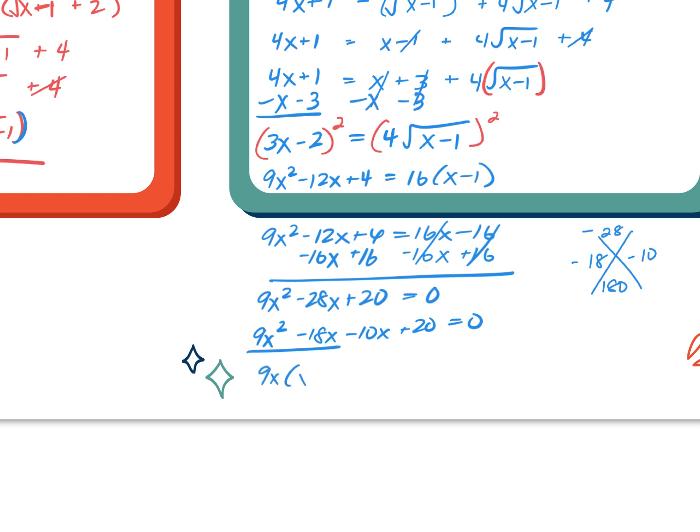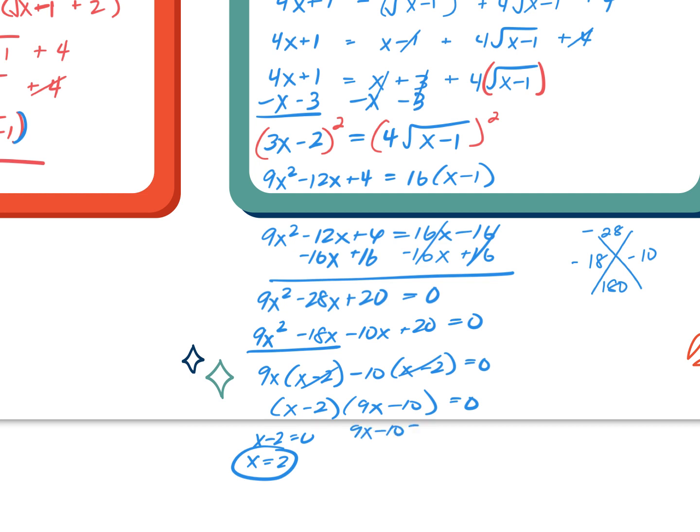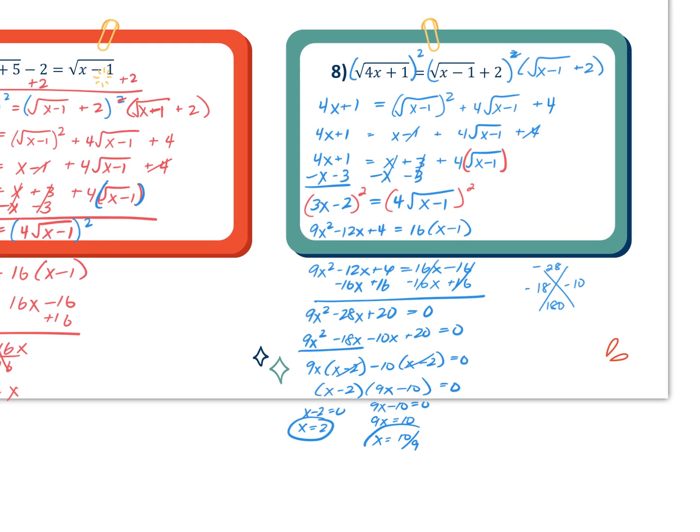GCF of the first two, so I get x minus 2. GCF of the second one, which I get x minus 2. So I know my first factor is the GCFs, and then the times 9x minus 10 equals 0. So x minus 2 is 0, x equals 2. And 9x minus 10 is 0, 9x equals 10, and x equals 10 over 9. Again, to save time, I'm not going to check these because I already know that they're not extraneous. They're valid solutions. You should always check your answers, but again, I've already checked these, so I'm not going to do it on video.